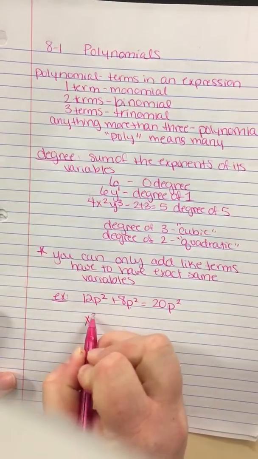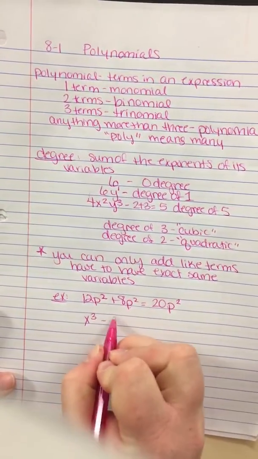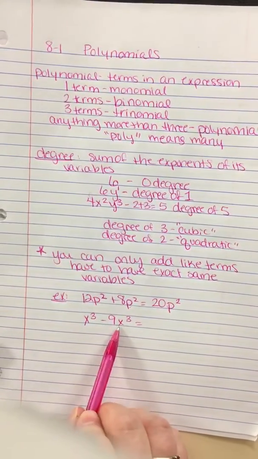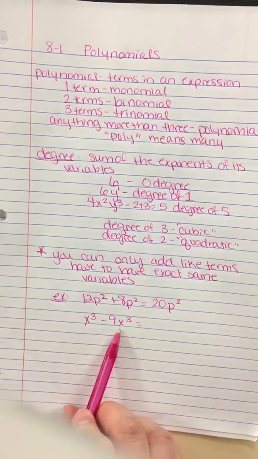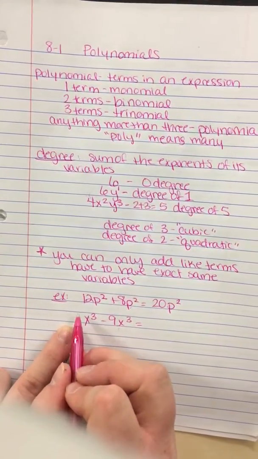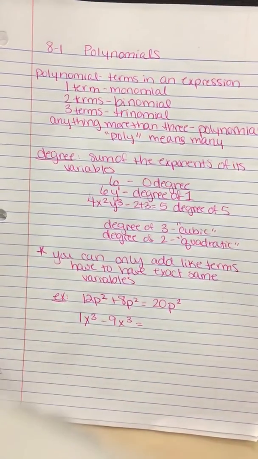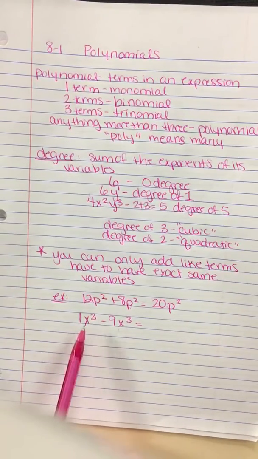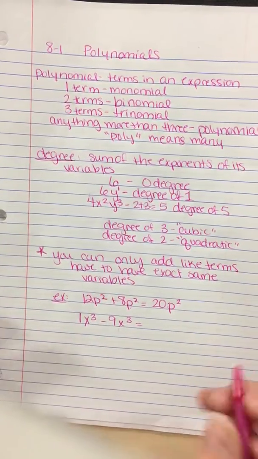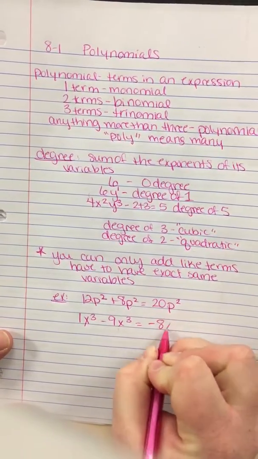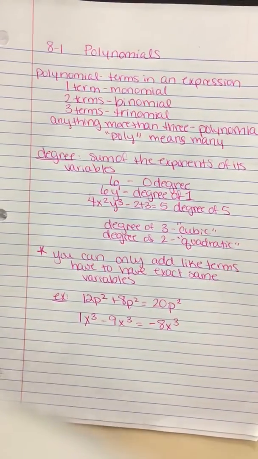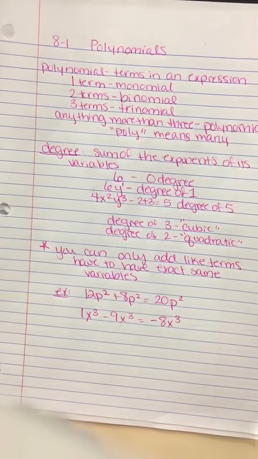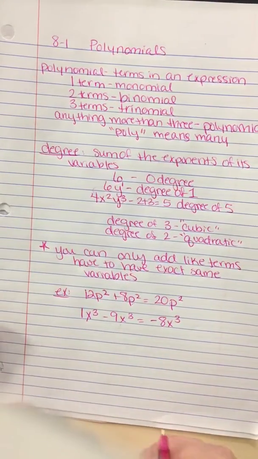Let's do another one. We have x to the third minus 9x to the third. Are the variables the same? Yes, they are. They're both x to the thirds. You have to remember that there's this invisible one out here, okay? Otherwise, it wouldn't be written. So you have 1x to the third minus 9x to the third, which gives you a negative 8x to the third. Do not change your exponent with your variable, please.